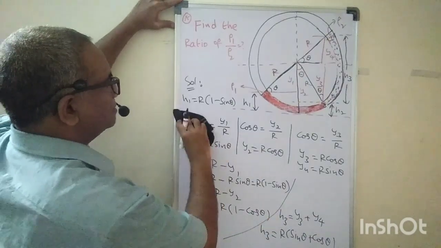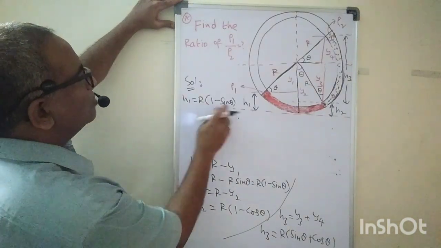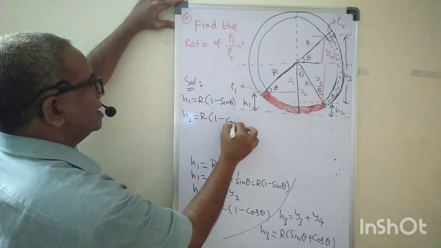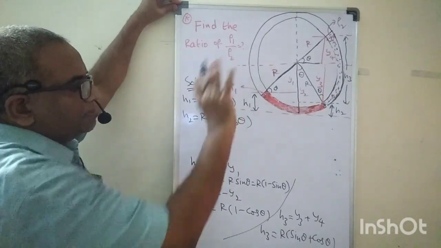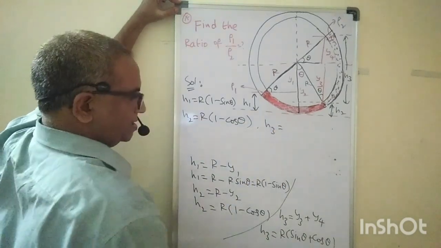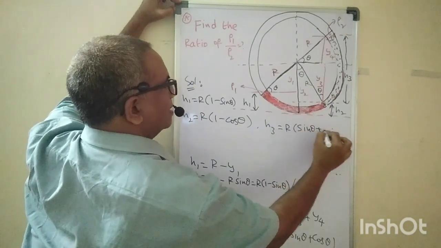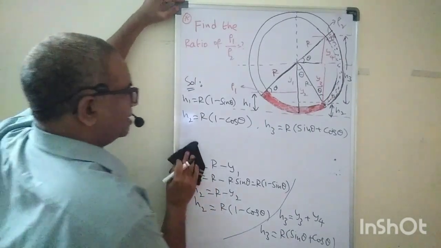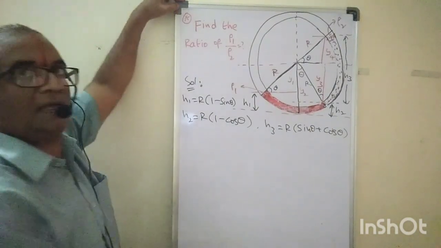I'll write this part here. So h1 equals r into 1 minus sin theta. And what is h2 here? R into 1 minus cos theta. You can pause and see carefully what steps I took there. And what is h3 here? h3 is nothing but r into sin theta plus cos theta. Okay, I'll write this part now. If you want, you can pause and come back and see the video.